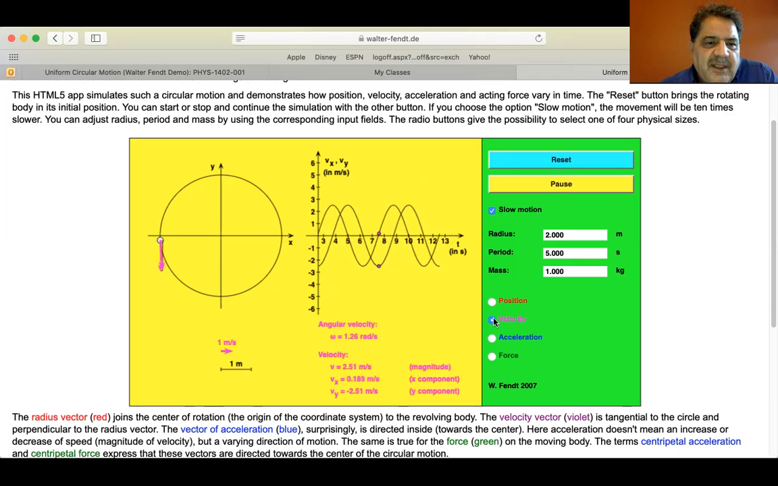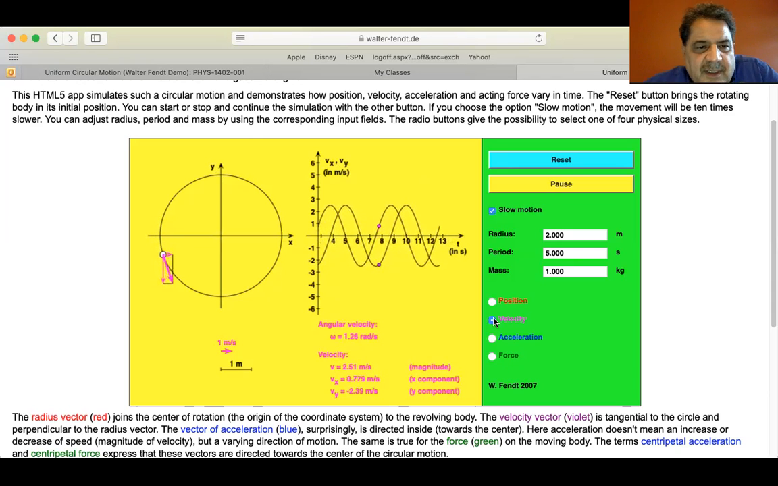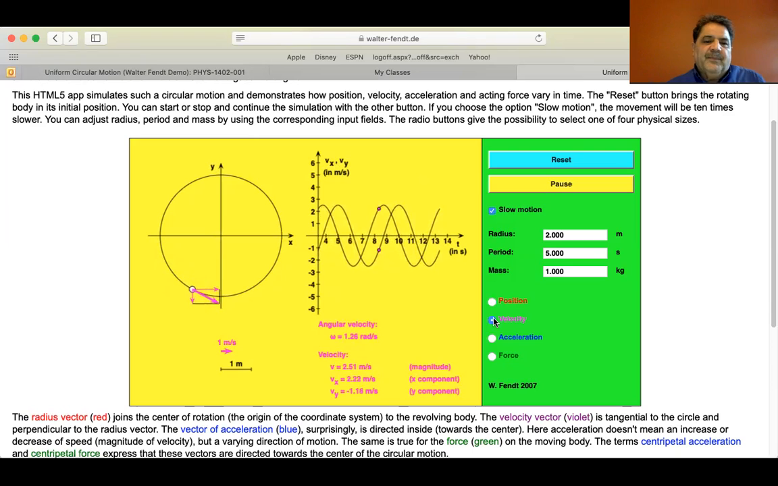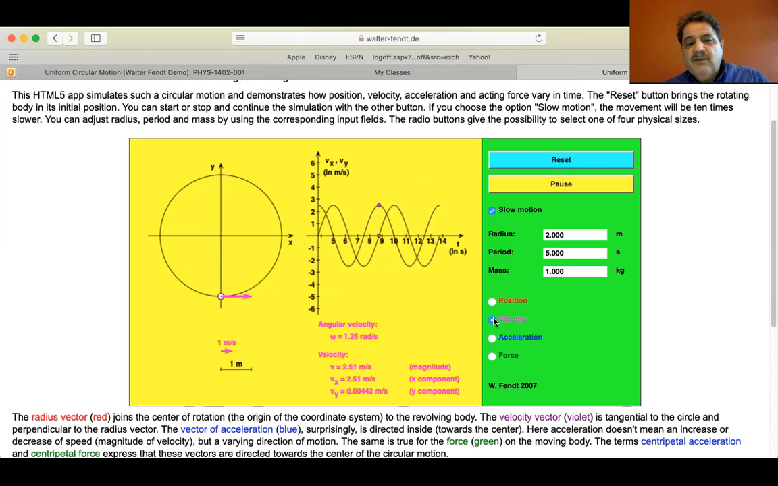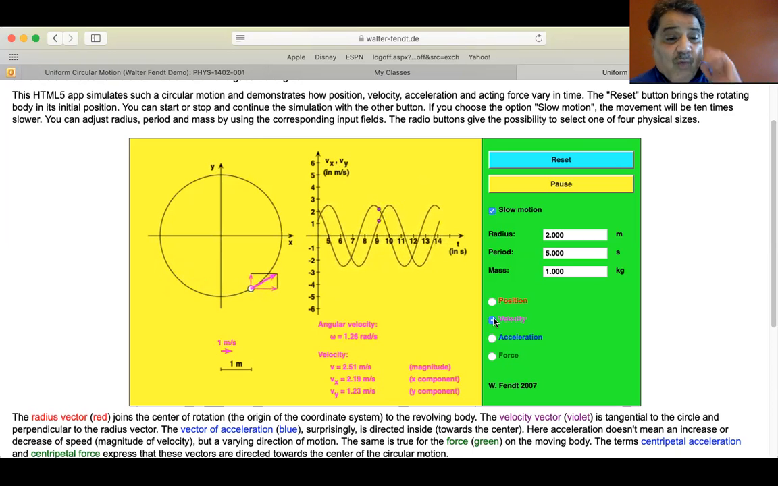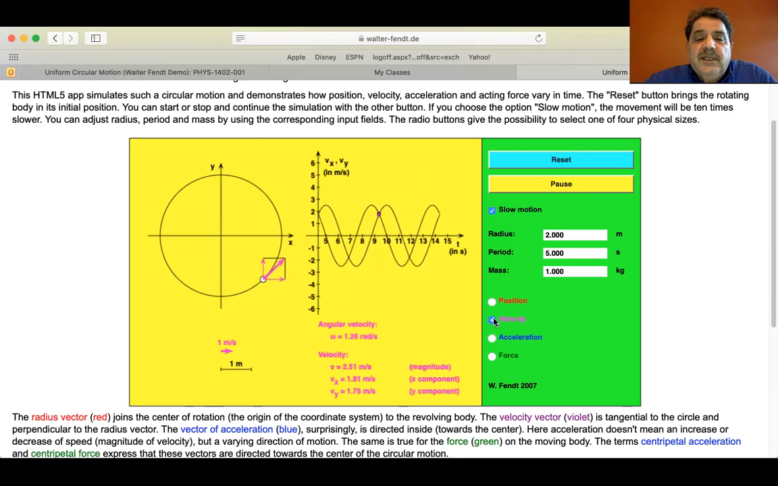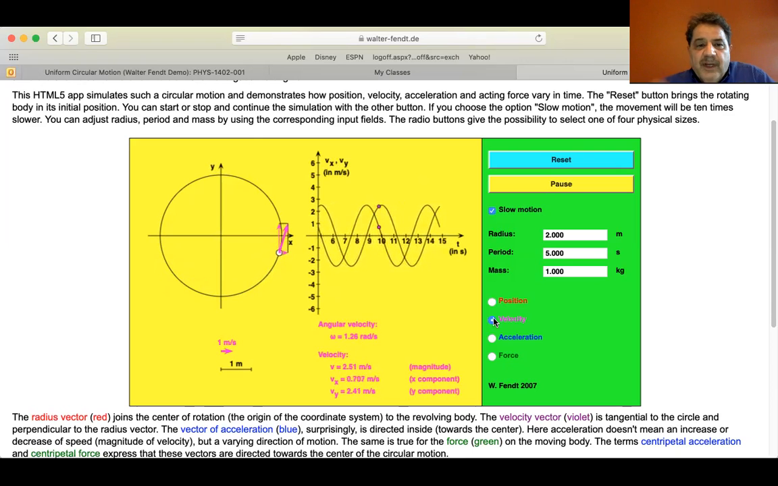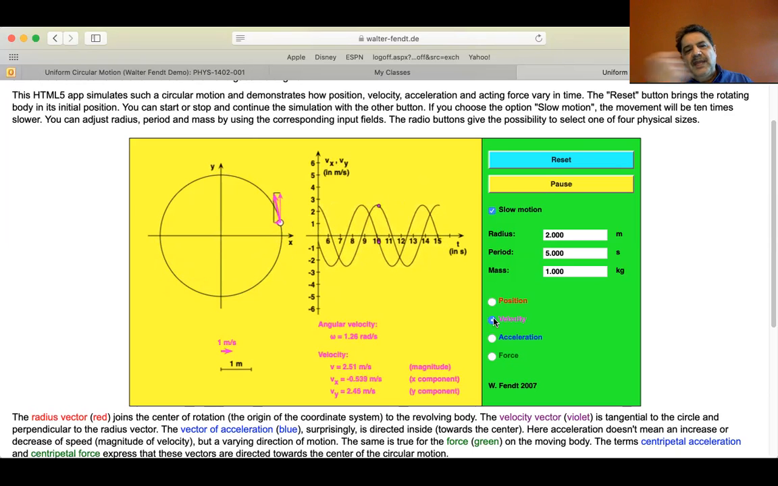Just for fun, let's look at the velocity. You can see that the velocity is tangential, and there is an X component and a Y component. And if you were to follow the Y component, you would see that it looks like the velocity of the spring going up and down, just the Y. And you could do the same with the X going back and forth this way.